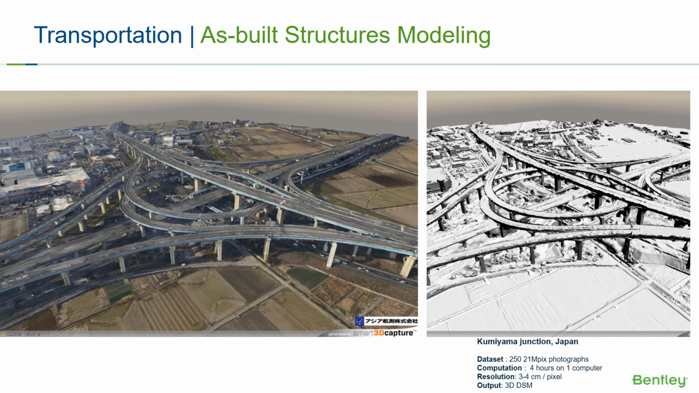In this case, we're looking at the Kamiyama Junction in Japan. There were 250 21-megapixel photographs. It took 4 hours of computation time on one computer with a resolution of 3 to 4 centimeters per pixel. So pretty accurate.